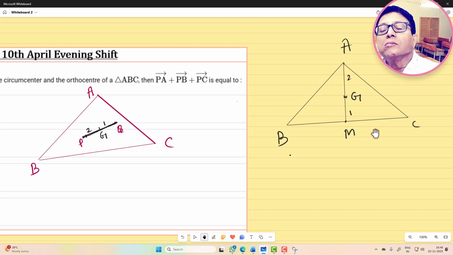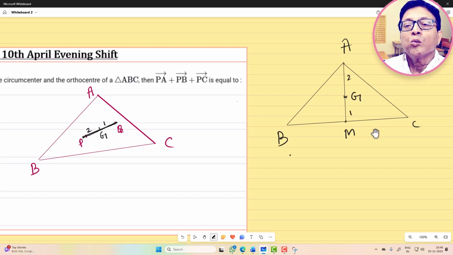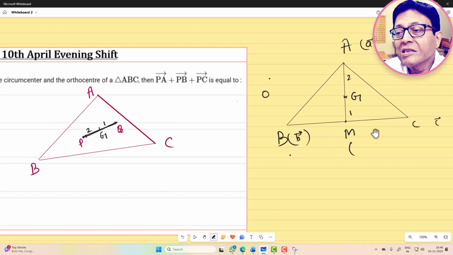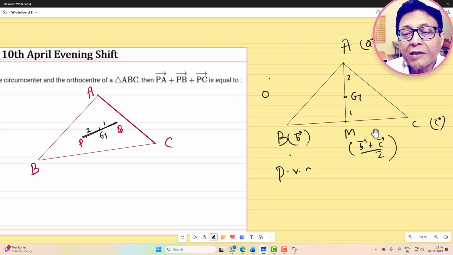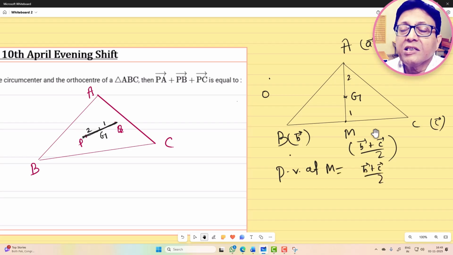Okay? So what will be the coordinate of the centroid? With respect to any origin, taking this one as A, this one B, and this one C, the position vector of M, this being the midpoint, is B plus C divided by 2.